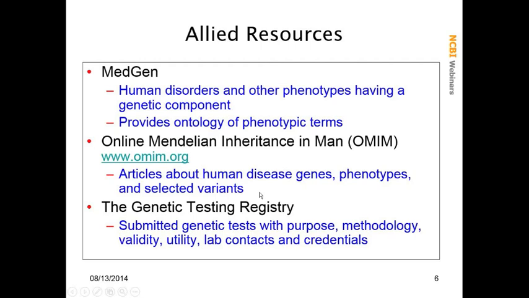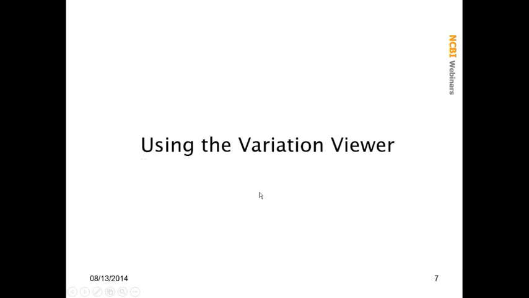And finally, I want to mention the Genetic Testing Registry, which is a repository of submitted information on genetic tests with information on the purpose, the methodology, validity, and the utility of the test. They also include context for the test and credentials for the testing lab. This is a resource that clinicians and genetic counselors can use to find a genetic test for a specific condition or variant.